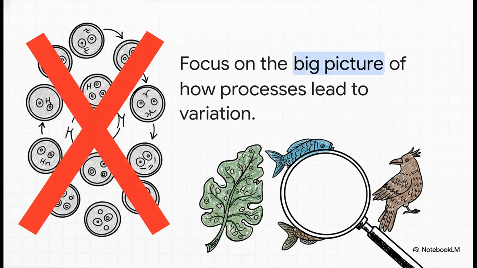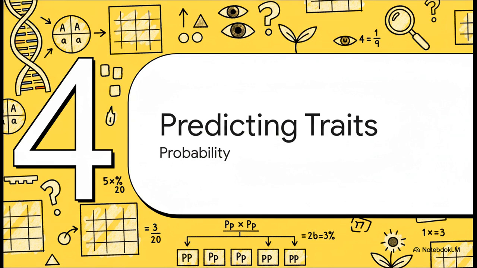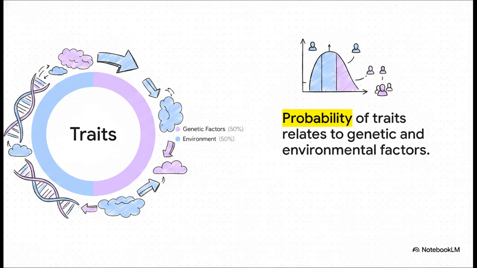Your focus needs to be on how these processes, along with environmental factors and biotechnology, actually lead to variation in the real world. So keep your eyes on the big picture here. All right, let's jump into section 4, predicting traits, probability. So let's take this to the next step and see how it all builds.